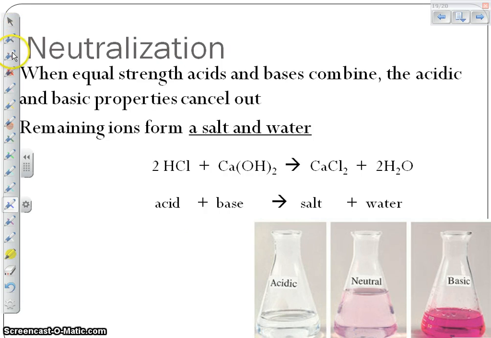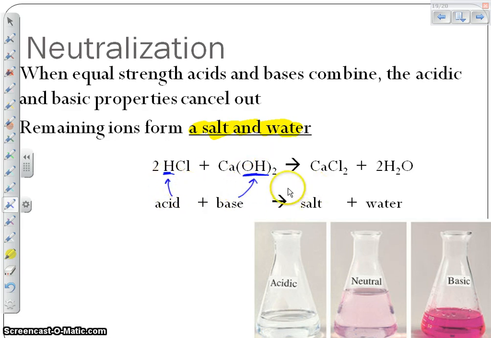And one of the fun things about acid-base reactions themselves is the idea of neutralization. When you take an equal strength acid and an equal strength base, the acidic and basic properties are going to cancel out, and your remaining ions are basically going to form a salt and water. So what we're looking at here is when you mix an equal strength acid with an equal strength base, for instance, you take your hydrochloric acid, which we know is an acid because it starts with the hydrogen, and your calcium hydroxide, which you know is a base because it ends with your OH.